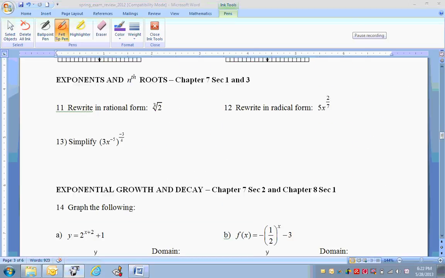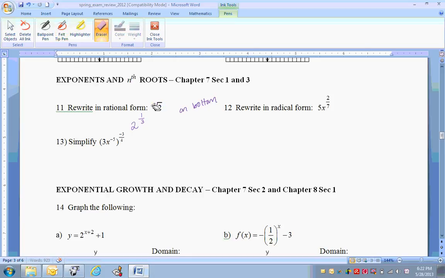They're wanting us to rewrite in rational form the cube root of 2. Well, the thing you need to remember about writing things in rational form is the number out in front of the radical goes on bottom. So this is going to become 2 raised to the 1 over 3.